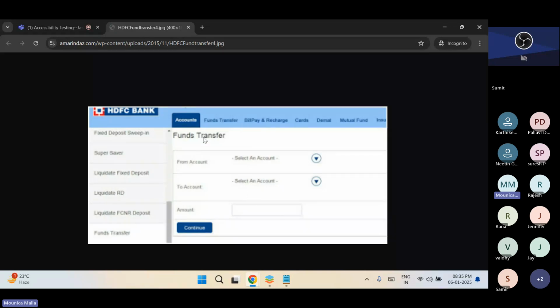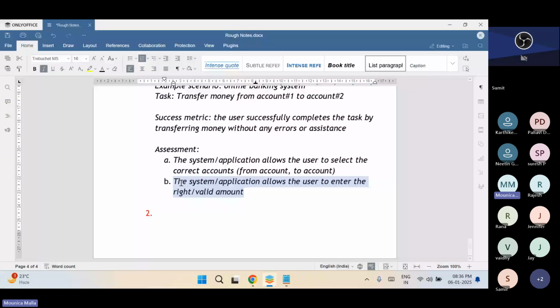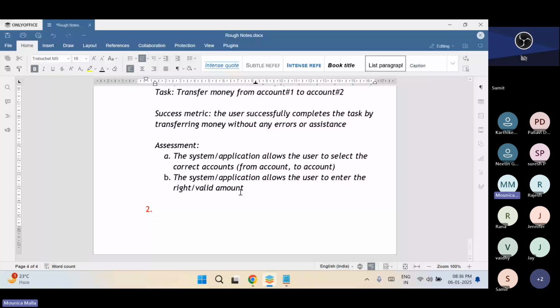So just try it out in your HDFC bank or ICICI bank. The moment you come to funds transfer and choose your account, you can see the balance present in your account. I can show it now, but I have to log into my internet banking, and since the screen share is getting recorded, I cannot do it now. So that is what I meant by the second point. The system allows the user to enter the right amount or valid amount. That's how the test engineer should assess this success metric under the effectiveness category. Is the point clear to everyone?